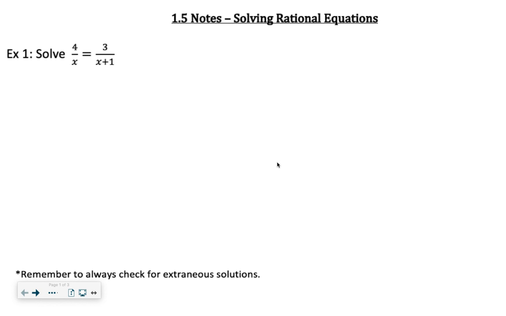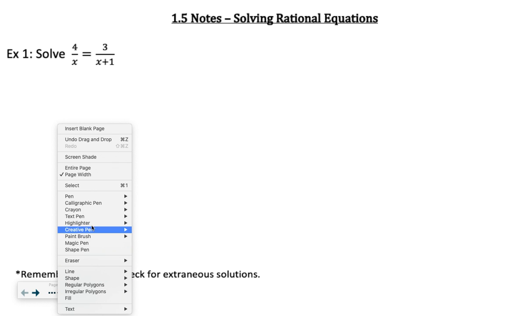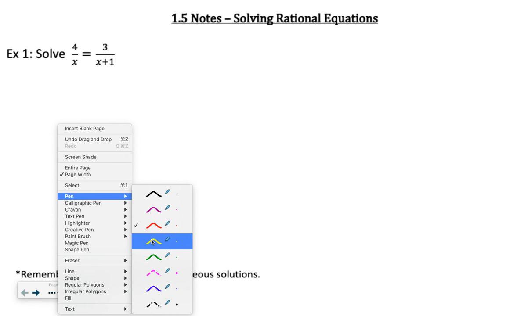All right, in the next section, we are going to take a look at solving rational equations. So, in the last section, we just looked at simplifying rational expressions. Now, let's solve some equations involving rational expressions.